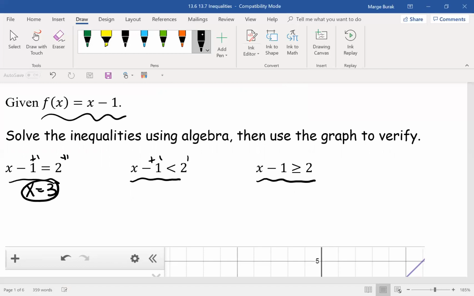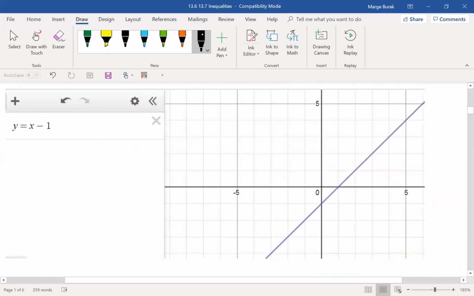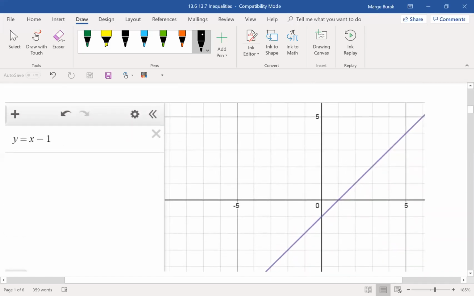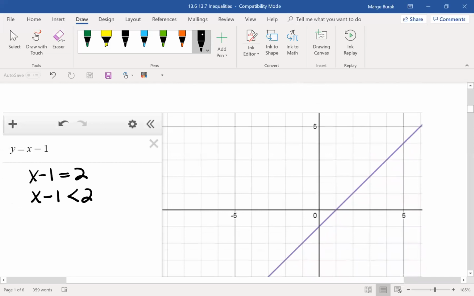We're going to add 1 to both sides, same as before. This is all the numbers less than 3, which will be less than 2 in the equation. And this one, if I add 1, is all the numbers greater than or equal to 3. Solve the inequality. Looking at the graph, we have x minus 1 graphed here. I want to know where x minus 1 is equal to 2, where x minus 1 is less than 2, and where x minus 1 is greater than or equal to 2.